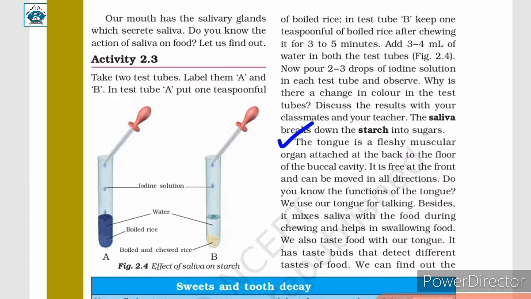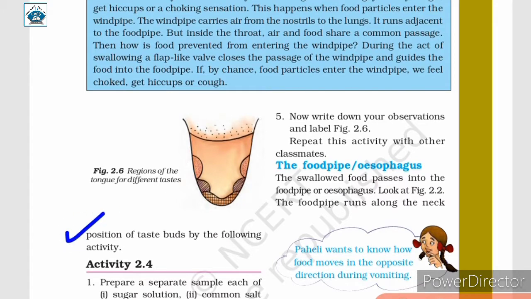The tongue is a fleshy muscular organ attached at the back to the floor of the buccal cavity. It is free at the front and can be moved in all directions. Do you know the functions of the tongue? We use our tongue for talking. Besides, it mixes saliva with the food during chewing and helps in swallowing food. We also taste food with our tongue. It has taste buds that detect different tastes of food. We can find out the position of taste buds by the following activity.